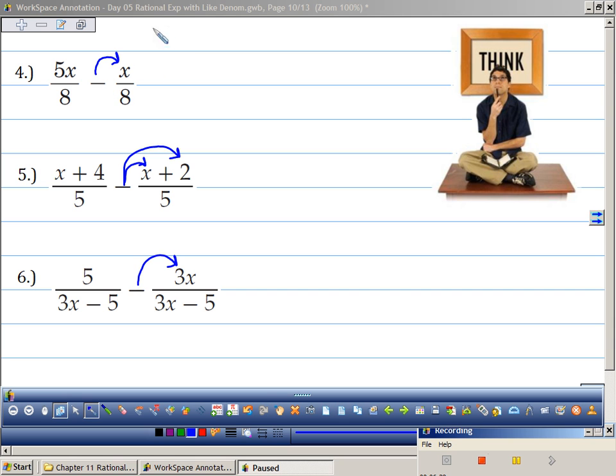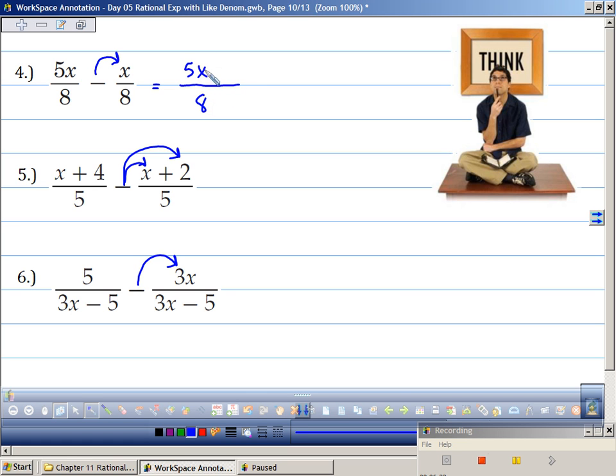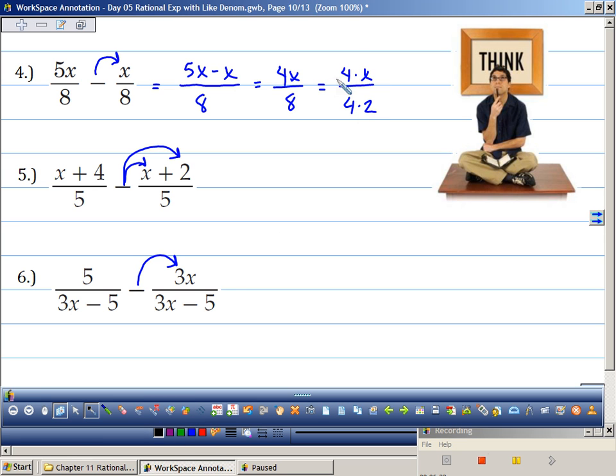Okay, so I keep the same process. Keep the denominator. Add the numerator. I've got a 5x. Once I distribute that negative to that x, what does it become? Negative x. Let's combine like terms. What's 5x minus x? 4x over 8. Now I have straight multiplication. So isn't this 4 times x over 4 times 2? Cancel the 4's. Left with x over 2. Let's do this one.